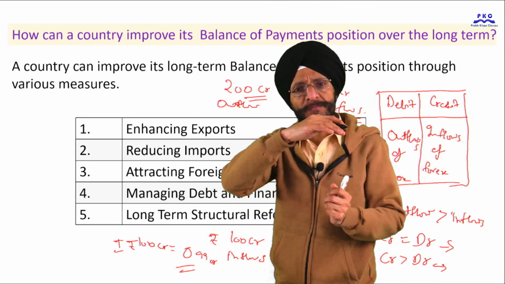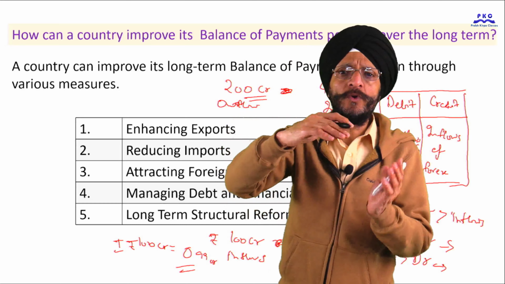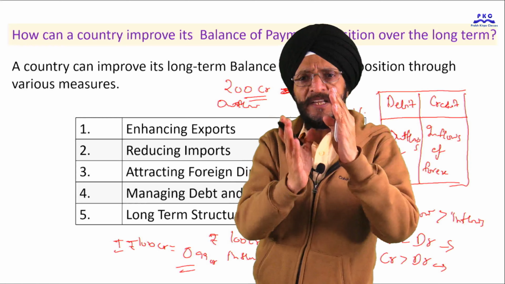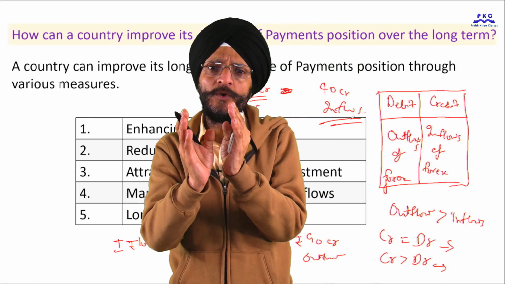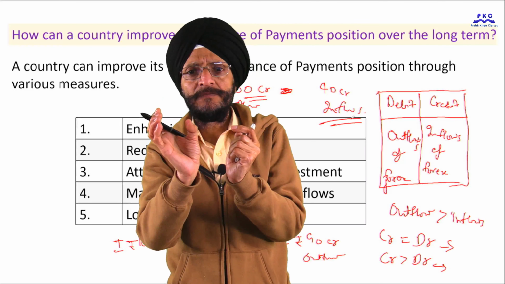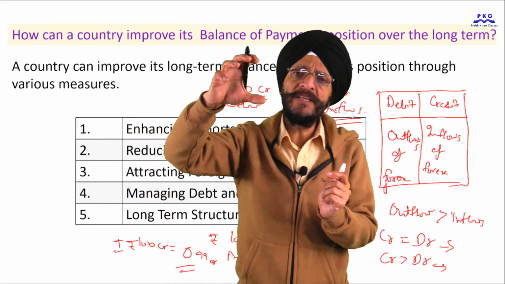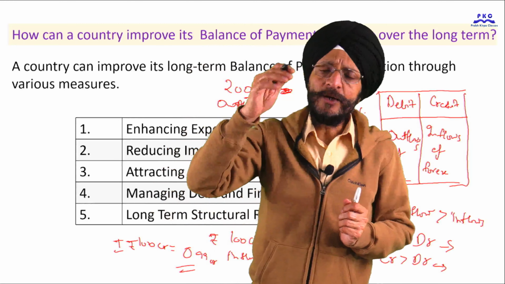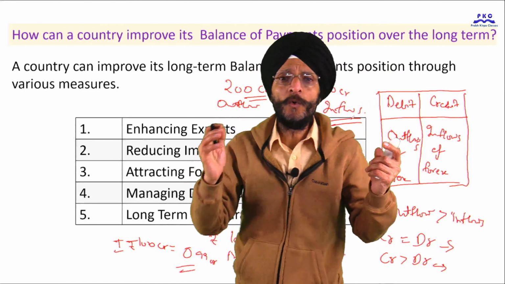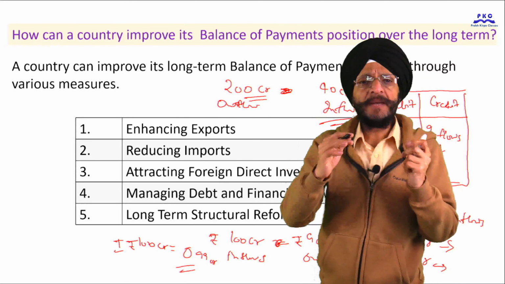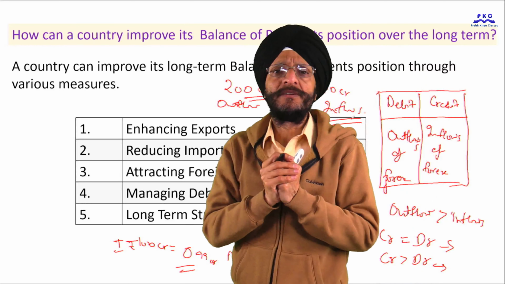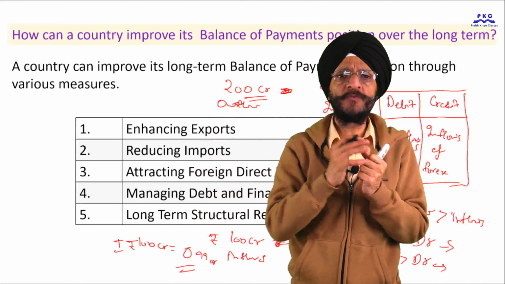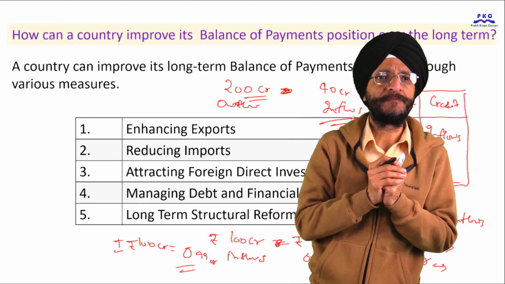Improving balance of payments means we have to take steps to keep the difference between inflow and outflow at a manageable level. There should not be an abnormal increase, or outflow at a quite higher level. How? What steps can be taken by our country to improve the balance of payments position?